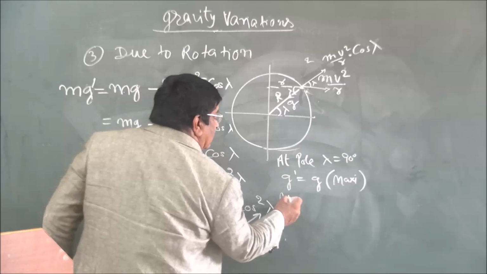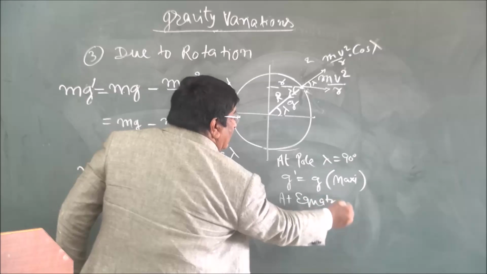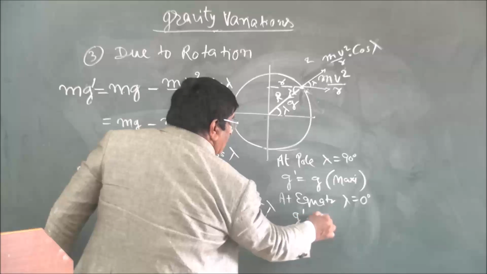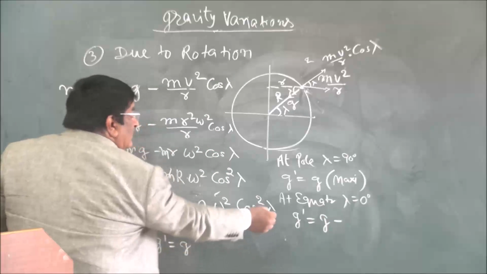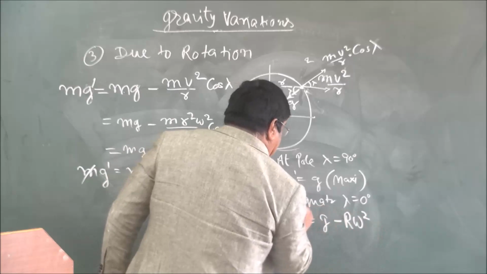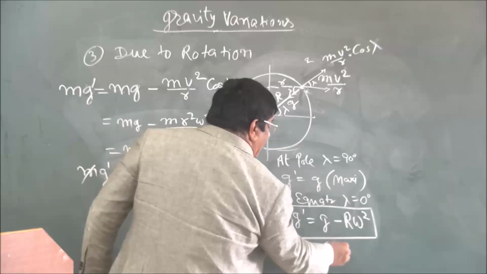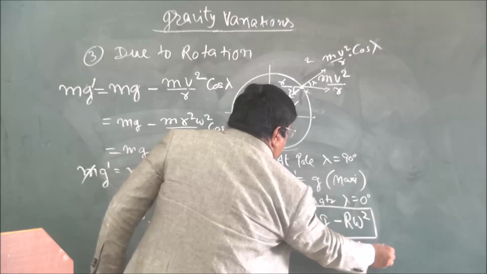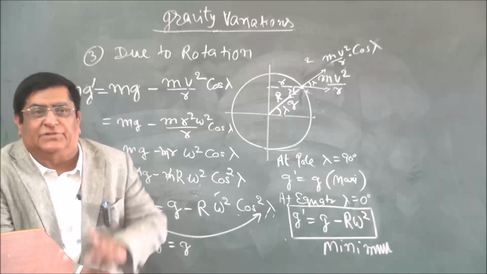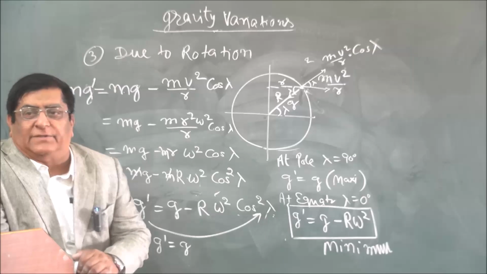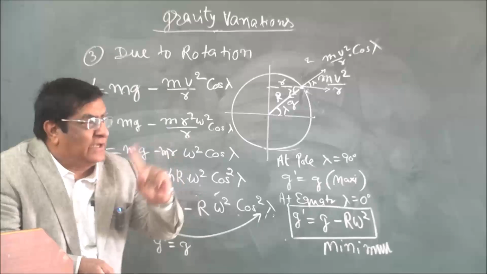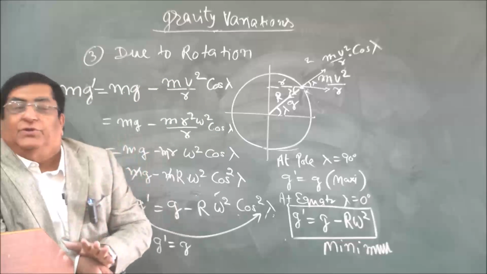And opposite to this, yes, at equator, lambda is 0 degree. Now this will be 1. If you make it equal to 1, then G minus R omega square, and this value is minimum. So due to rotation, single question, at which point is G minimum, at which point is it maximum? Minimum at the equator, maximum at the poles, due to rotation.